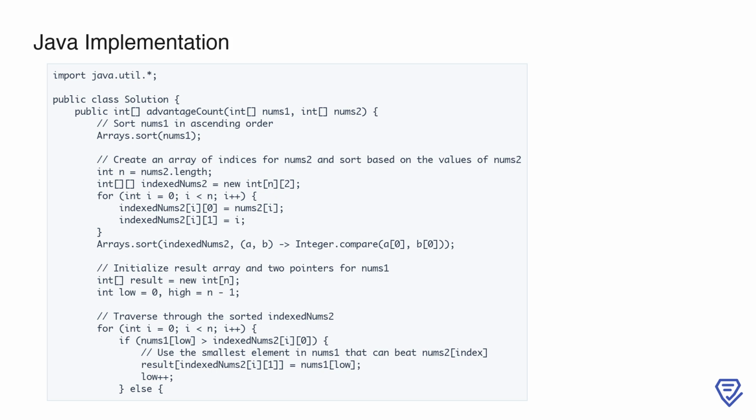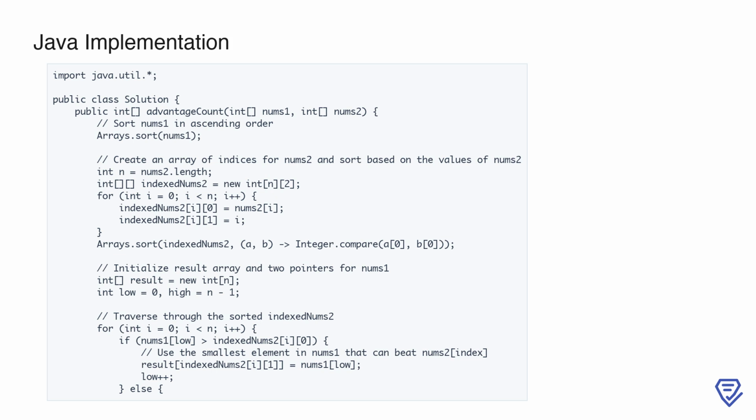We populate this array by iterating through nums2 and storing each value along with its index. Next, we sort the indexNums2 array based on the values of nums2, ensuring that we can process the smallest elements of nums2 in order. After that, we initialize a result array to store our final output and set up two pointers, low and high, to traverse through nums1. These pointers will help us decide whether to use the smallest or largest available value from nums1 for each element in nums2.